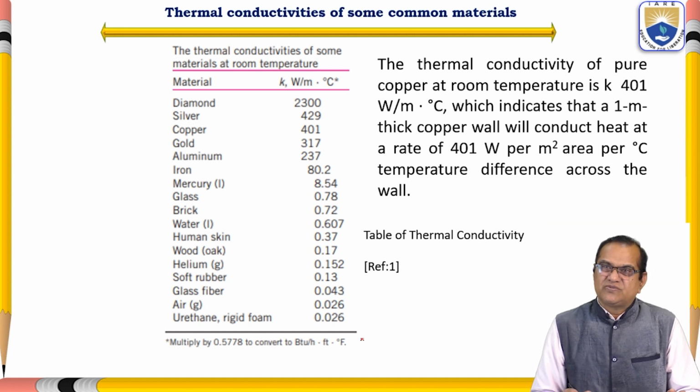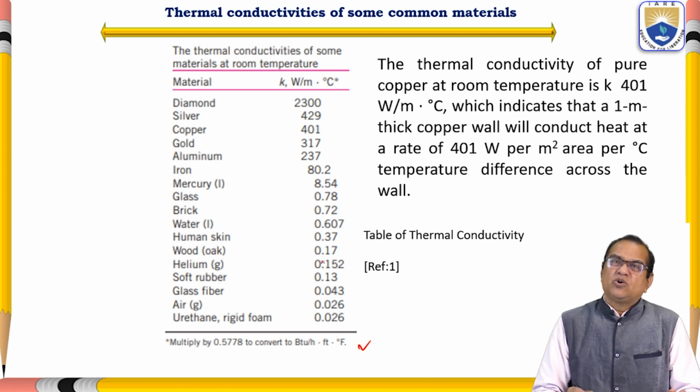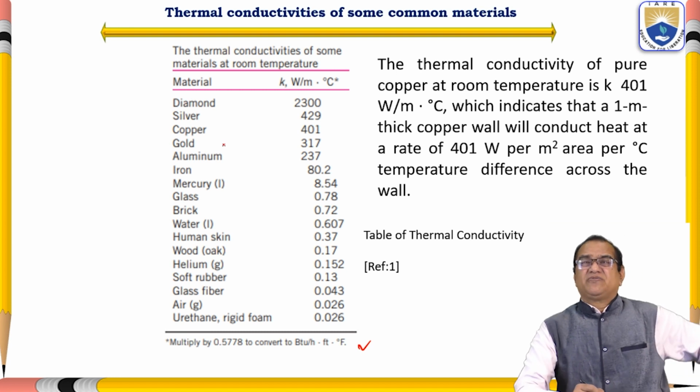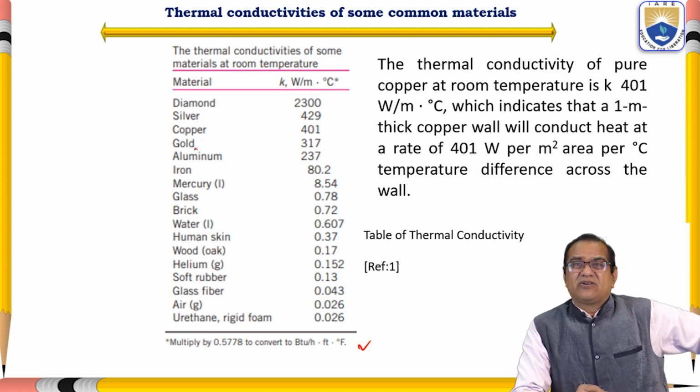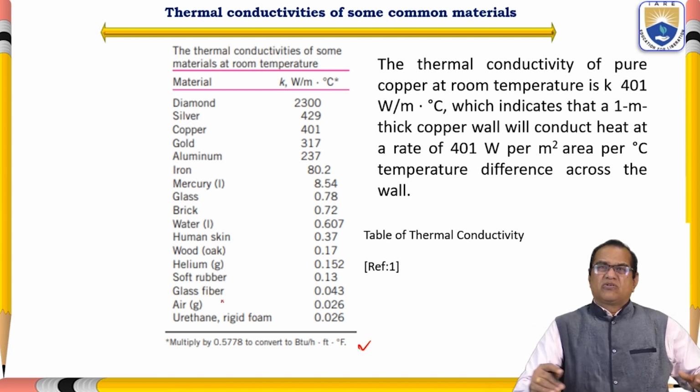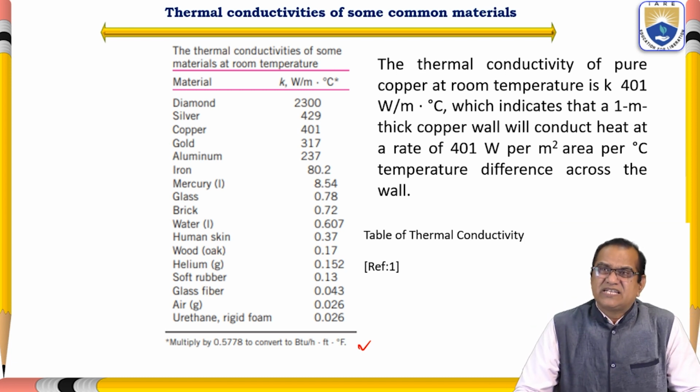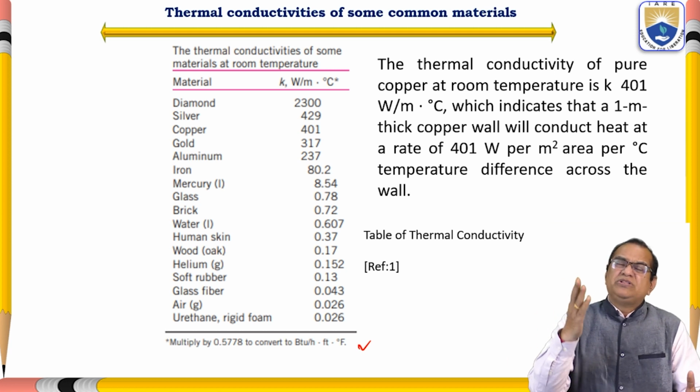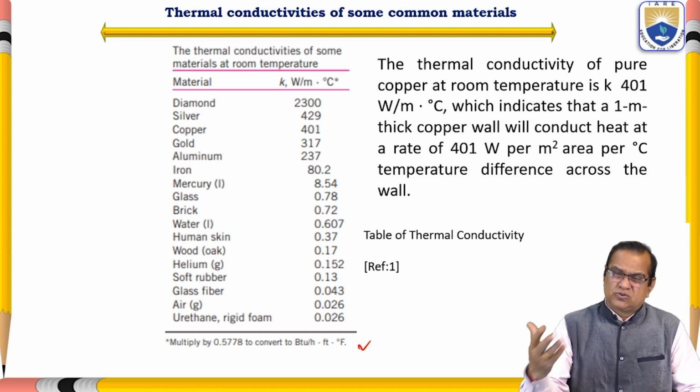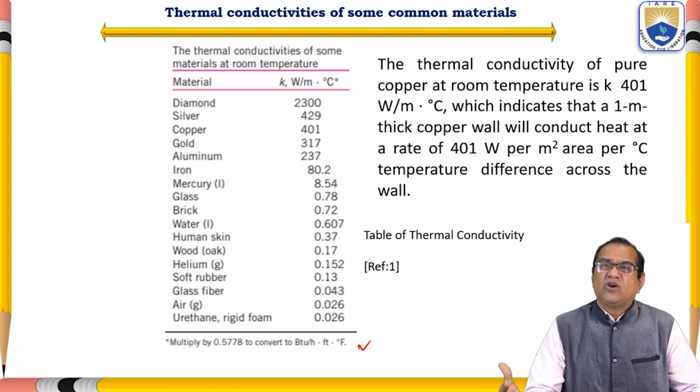So this is the source from where we have taken these few materials. Here we can see that diamond is very high, followed by silver, copper, and gold, and if you see air and the others, they have very low conductivity. Conductivity in air is very, very minimum. These numbers are shown so that we can understand which material has more conductivity.